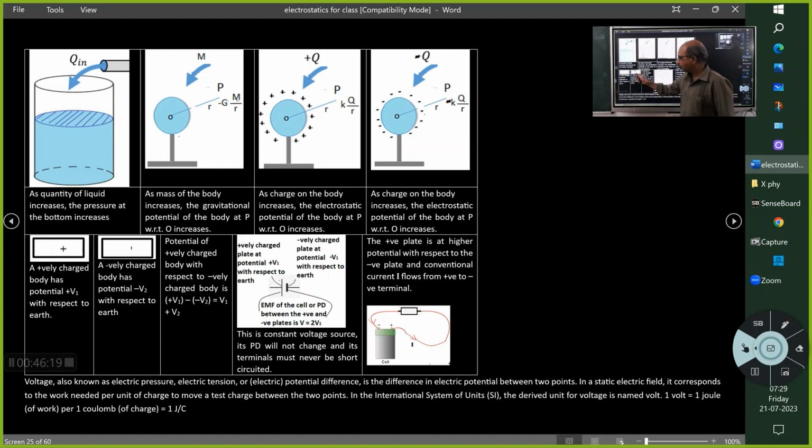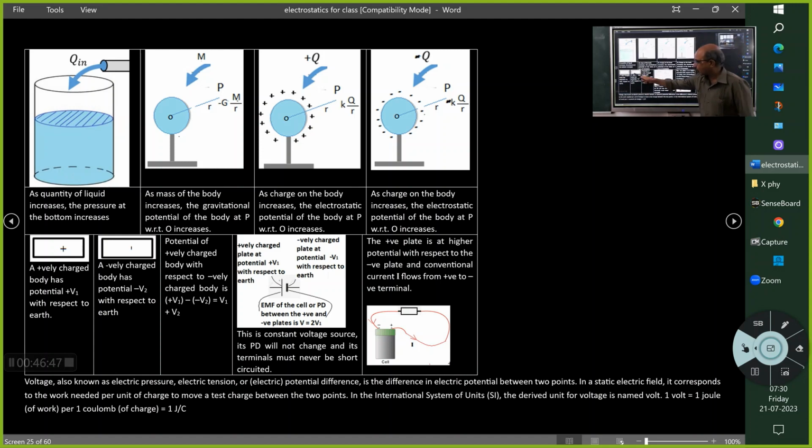Now, let's come to some reality. So, here you see I have taken a body like this and I have given a positive charge to this body. On the surface of this body, the potential is V1. Similarly, I have taken another body, I poured charge onto that. On the surface of the body, the potential is minus V2, because I have given negative charge.